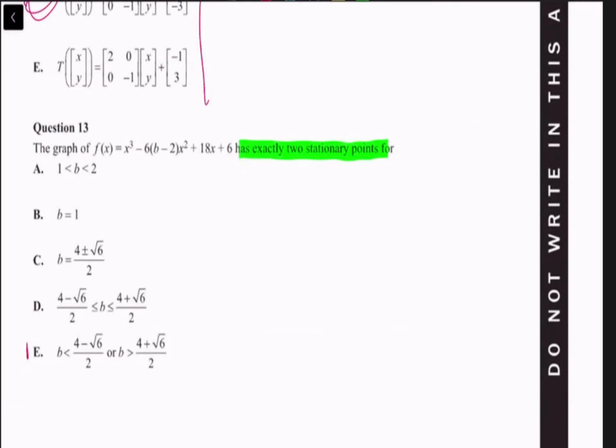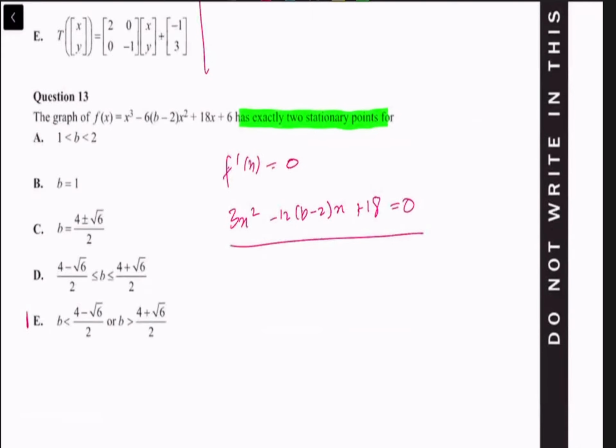So now we want exactly 2 stationary points. If we're going to find stationary points, we're going to let f dash x equal 0. So f dash x here is 3x squared minus 12b minus 2x plus 18. If we want 2 stationary points, then there has to be 2 solutions to this. And conveniently for us, it's in a quadratic form. So we know if we want 2 solutions in a quadratic, the discriminant has to be greater than 0.